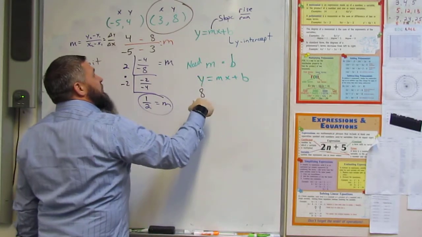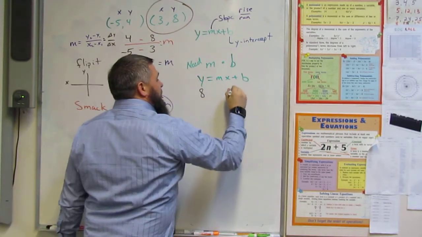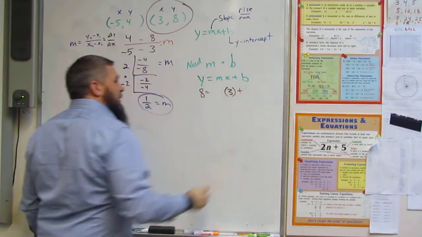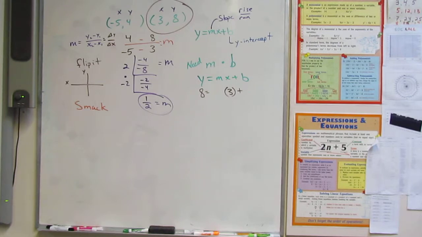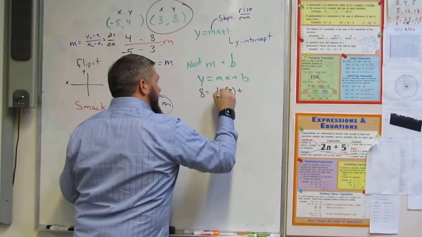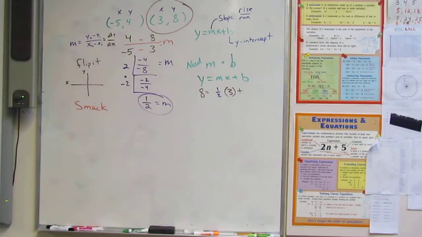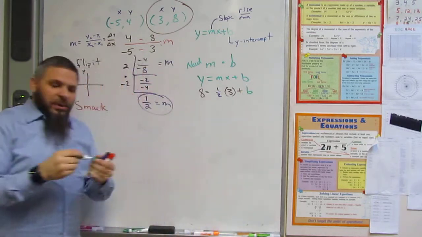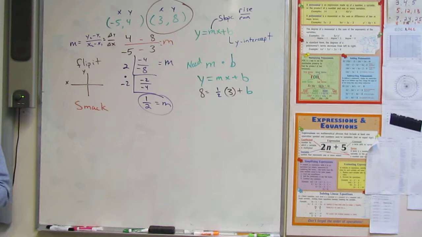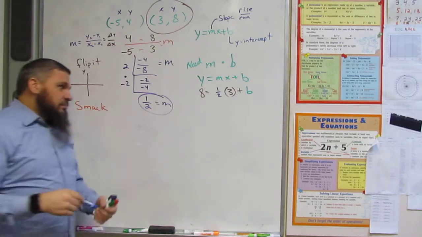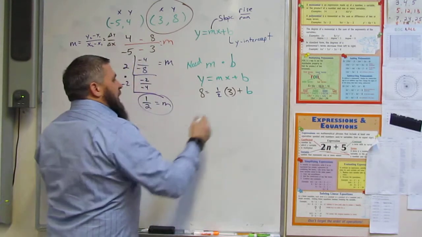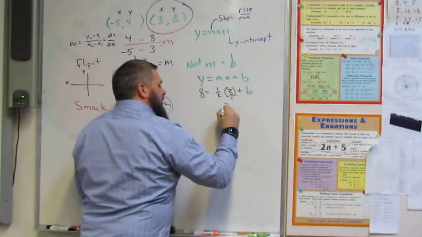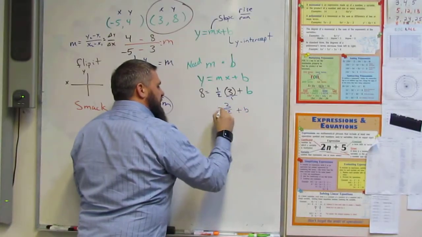So we got 8 is y, and we got 3 is x. Right? And then we have m. M is 1/2. Okay? And then b, oh, we just don't know it yet. So that's the whole purpose of this. We're plugging it in, we're finding it out. Okay. So, then I have, remember, this is 3 over 1. So it's 3 over 2 plus b is equal to 8.